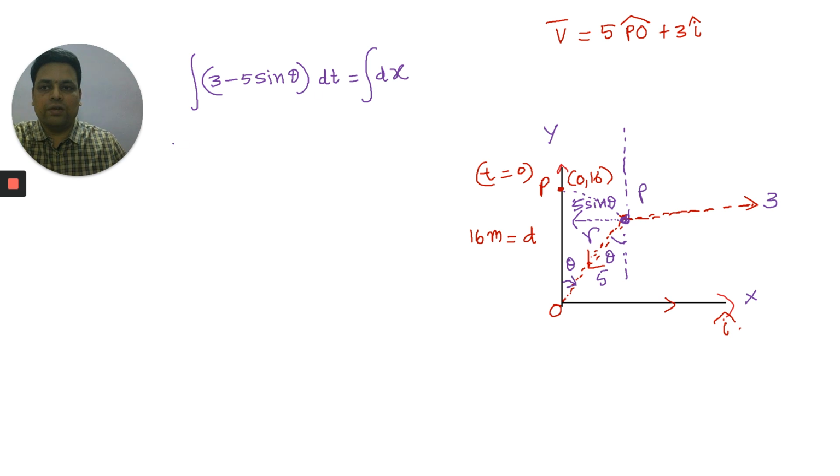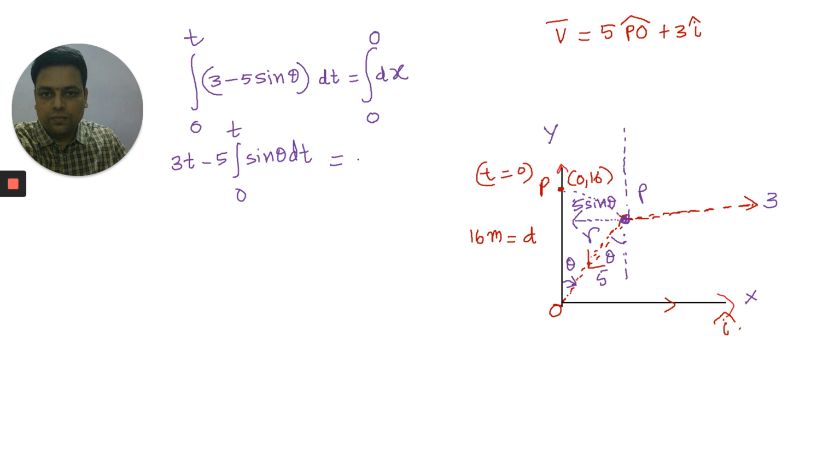We want to know when the particle will reach the origin. My initial x coordinate is 0, final x coordinate also 0. In what interval it will reach the origin is the question. 0 to t, let's say. The result of integration gives me 3t minus 5 times integral 0 to t sine theta dt, because I cannot integrate this as I don't have theta in terms of t, but on the right side I will have 0. So integral 0 to t sine theta dt gives me 3t by 5.